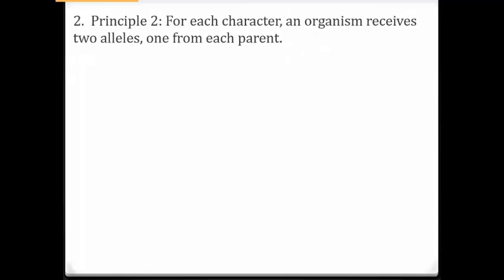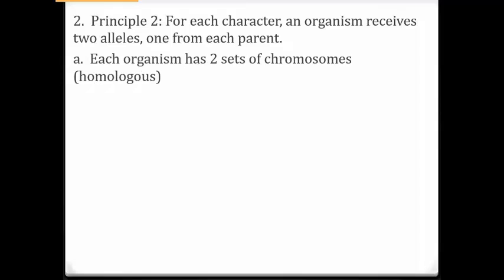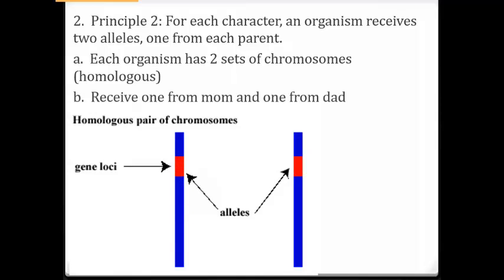His second principle states that for every character, and remember, characters are things that you inherit, you receive 2 alleles. So you get 2 versions of that gene. You get one from each parent. This would be the homologous chromosomes, because you have 2 sets. So you have 2 sets of chromosomes. Mom provides you one character, one allele. Dad provides you information for the other. One from mom, one from dad.